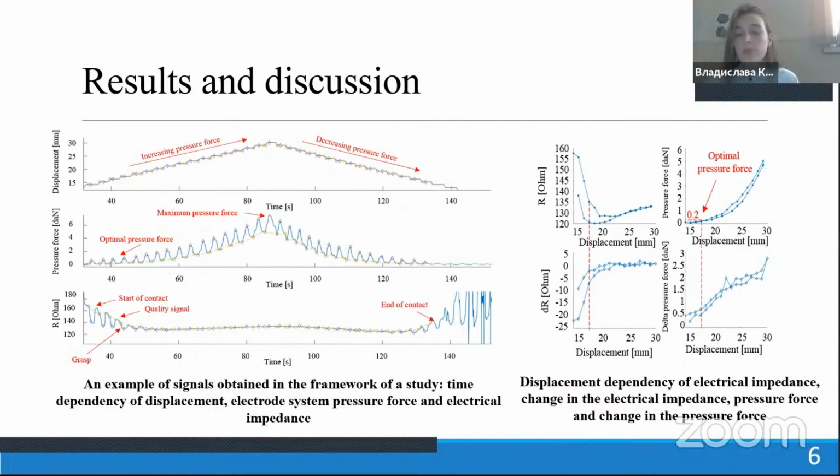0.2 to 0.5 decanewtons. In this range of pressure force, a pronounced and reproducible change in the signal is observed when performing actions. A further increase in the pressure force leads to the fact that the parameter delta R has extremely small values. As a result, it is quite difficult to identify movement patterns.